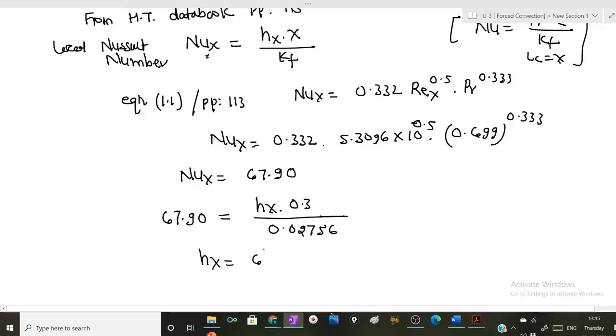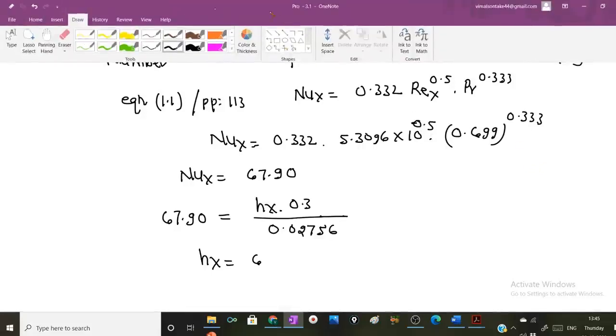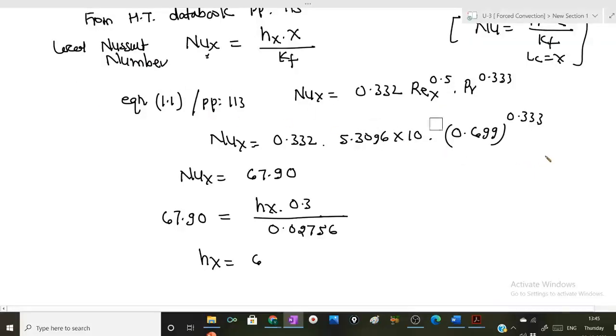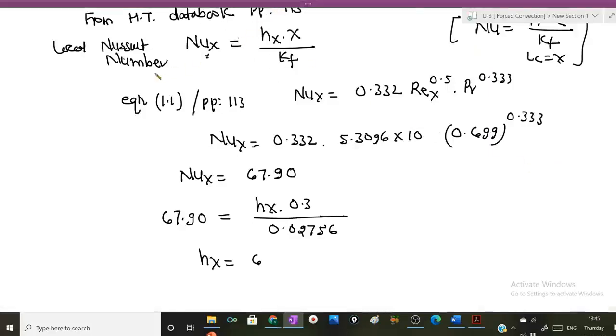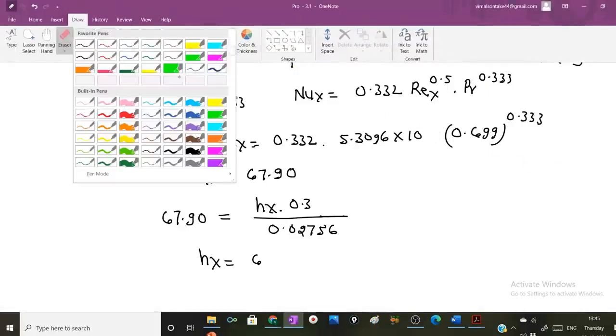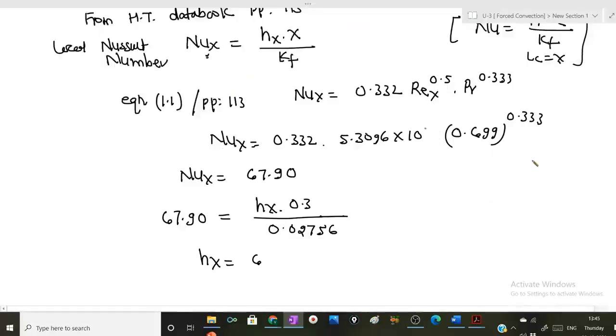NUX is equal to 0.332. There the REX should be into 10 to the power 4, then its power 0.5. Yes, okay, I wrote it wrong, but the value is correct. Let me correct it, otherwise it will confuse you. At this moment I can't afford to confuse you. Otherwise, like inorganic chemistry, you will stop studying heat transfer. Like this. Now is it okay?